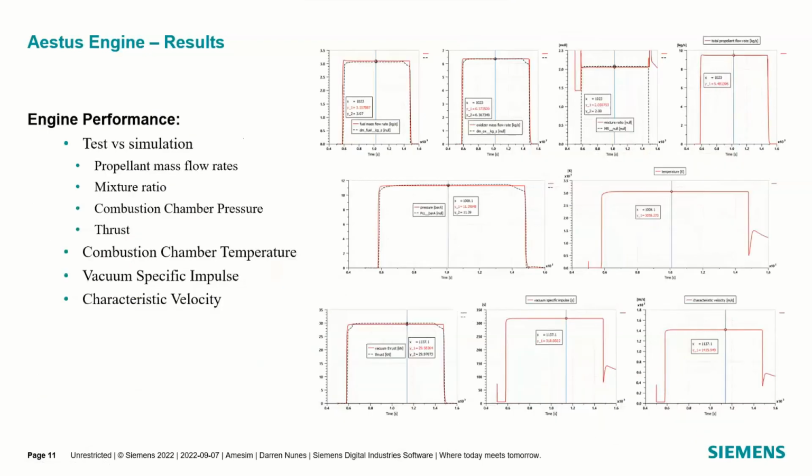All right, and then the last one we looked at for results was just the engine performance, right? So if you see, all of the dotted lines are your test data from literature, right? Which were almost basically spot on for every location where we were able to do that comparison in propellant mass flow rates and mixture ratios, that combustion chamber pressure, as well as we knew the thrust that was required. AIMSIM allows that extra level of fidelity, right? So that extra combustion chamber temperature, the specific impulse, or even the characteristic velocity.